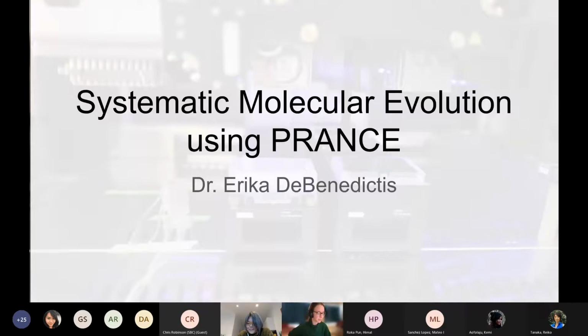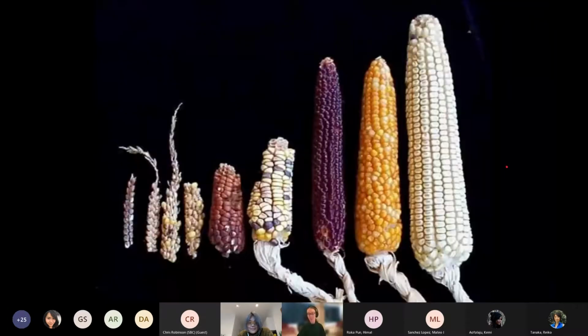My name is Erika DeBenedictus, and today I'm going to be talking about using evolution to do engineering. This is my favorite sort of visual for using evolution to do engineering, which is called directed evolution. This shows the evolution of corn.